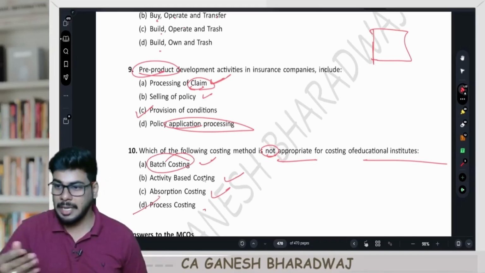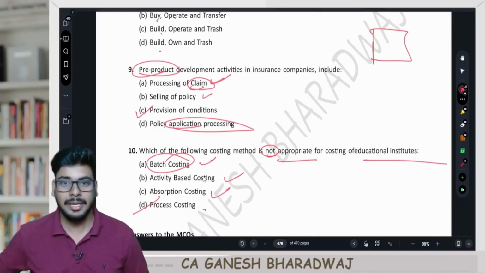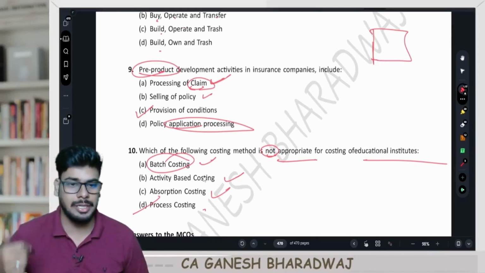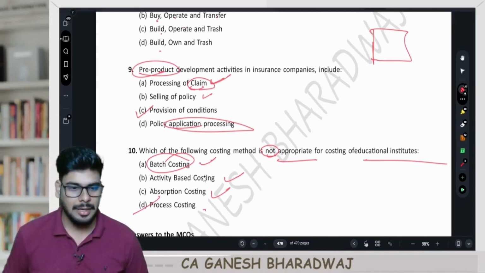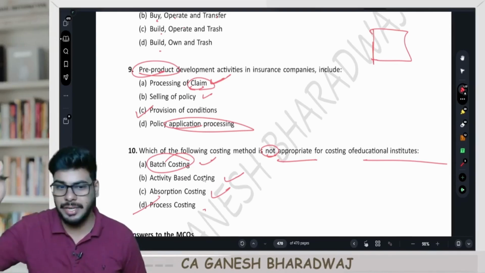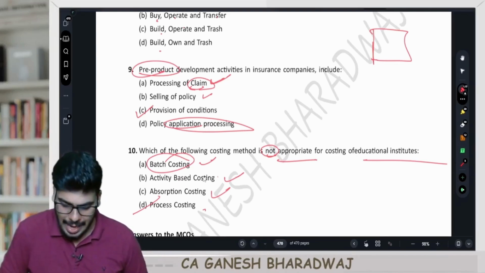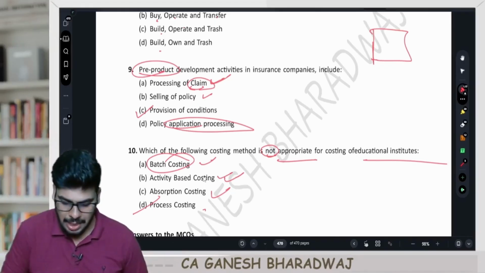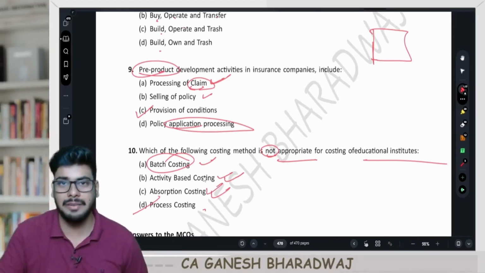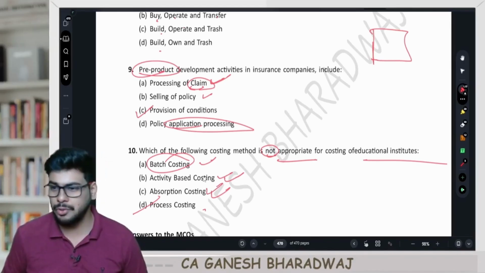Why not? You have multiple batches, guys, correct? In CA coaching itself, you take batch wise. It's even called a batch only, right? Batch 1, batch 2, morning batch, evening batch. You would have heard many people say that. Activity based costing, I can use it anywhere. It's not industry specific. Absorption costing, once again, I can use it anywhere. It's a technique. Techniques can be used anywhere.